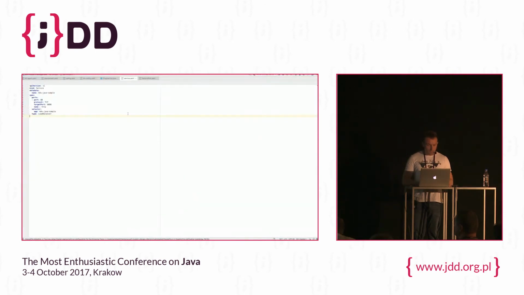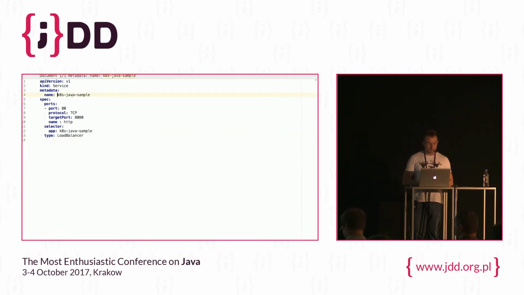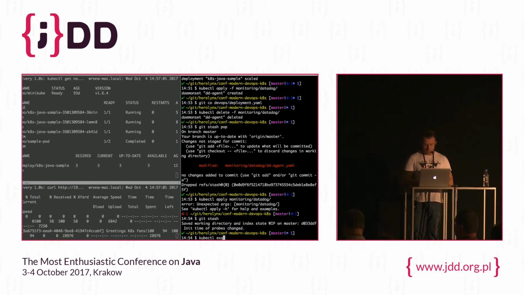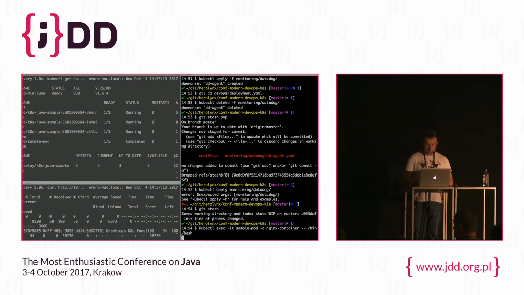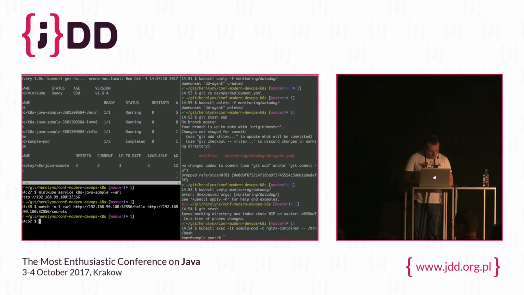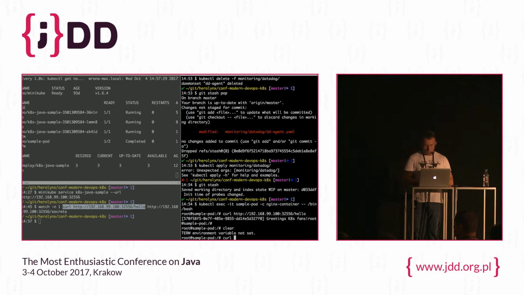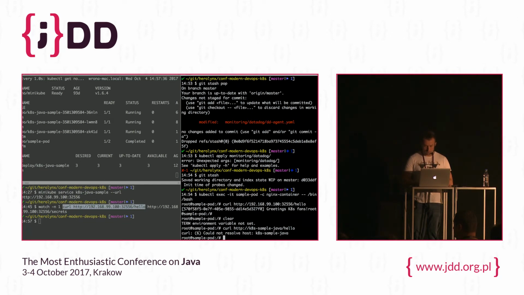So now we have a service that is called Java sample, right? If I go now to the pod that I created at the beginning, then of course I can reach our service using this URL. So, kind of obvious, right? But we can also reach it using just the name of it, sample Java, hello. Okay, one second.